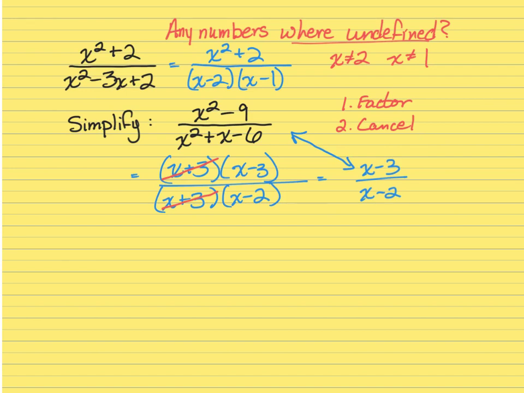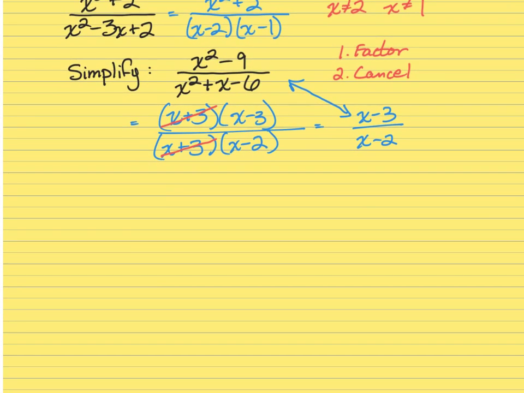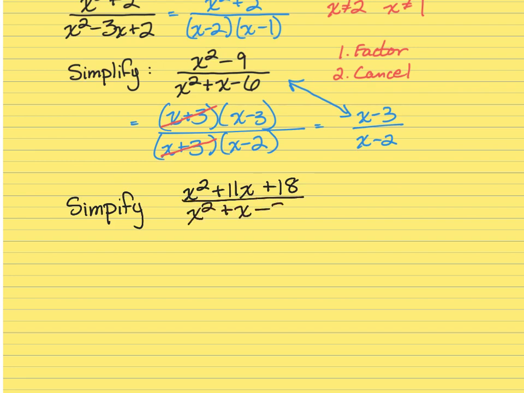Let's try another example right here. And it's really just that same process every time. You factor and you cancel. All right. So here we go. Right here. X squared plus 11x plus 18 over x squared plus x minus 2.